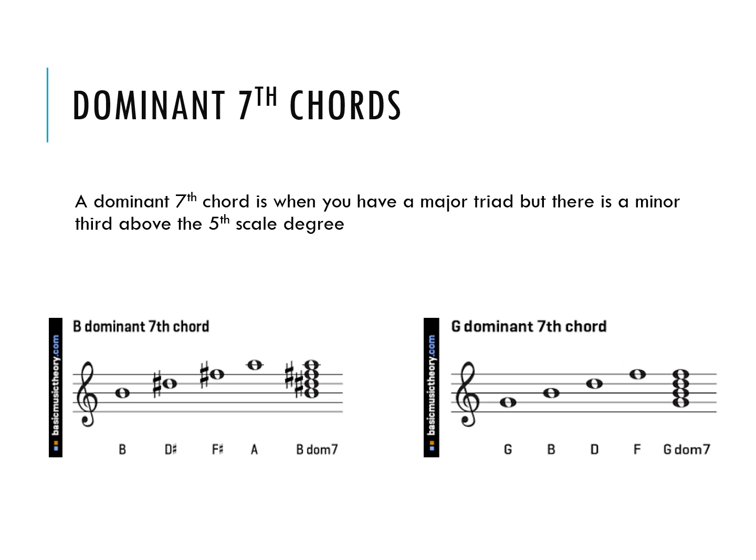Another example would be a G dominant seventh chord. To make this, you need a major G chord, which would be G, B, and D, then a minor third above the fifth scale degree, which would be D in this case, would be an F, therefore making the G dominant seventh chord consist of G, B, D, and F.